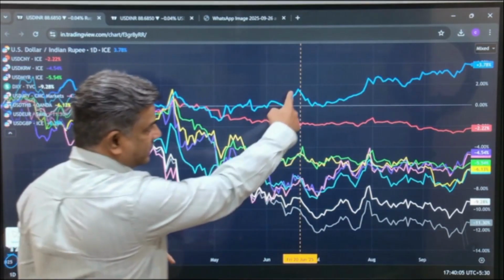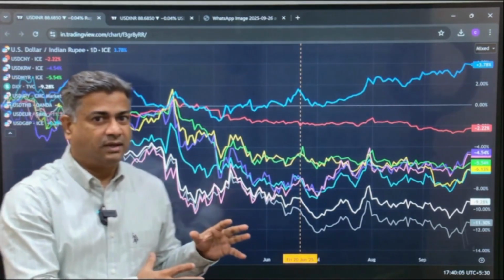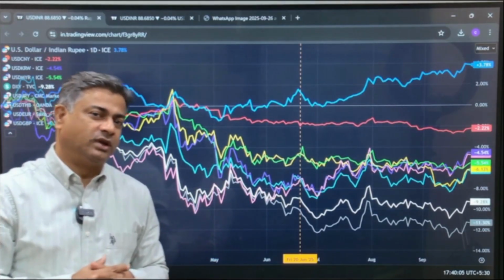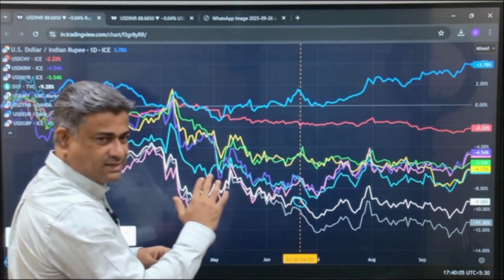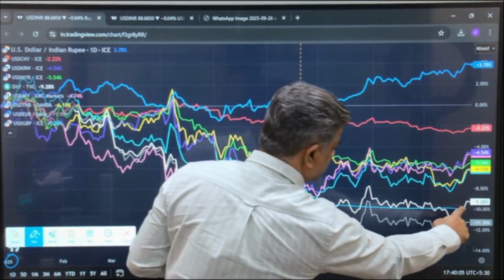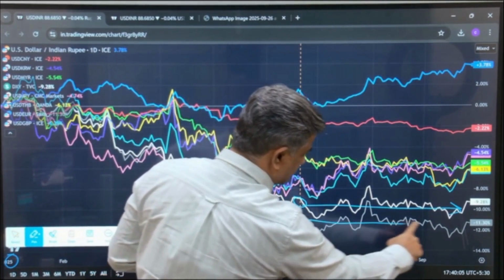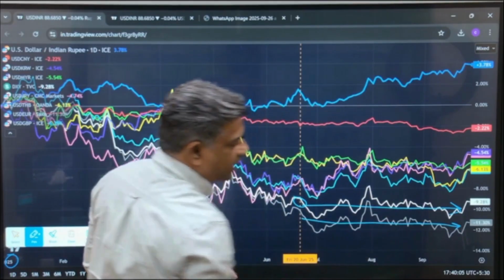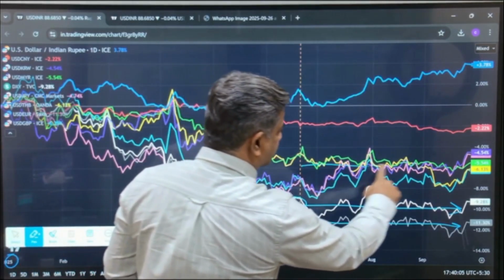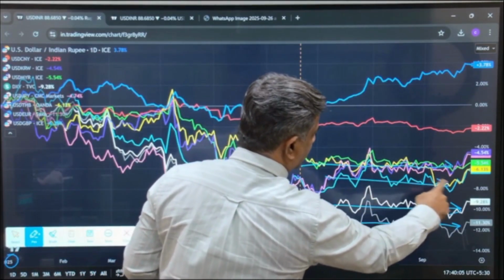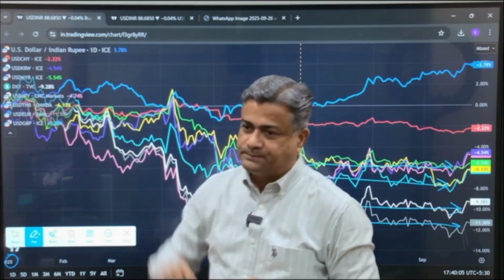If you look at this vertical line, this is the 20th of June. I had shown this same chart on the 20th of June, and at that time the dollar index was around this level. Since then till now, the dollar index is mostly similar. If you look at the euro also, it was mostly similar, just plus or minus half a percent or 1% above or below. These are the Asian currencies, and the legend is given here.